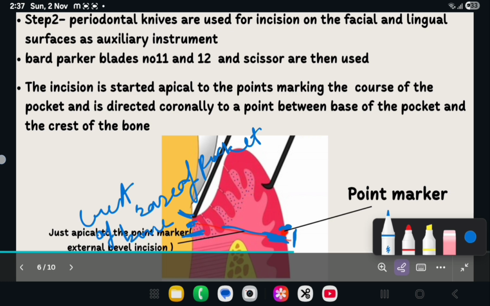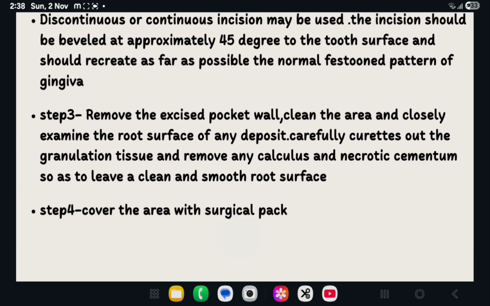Discontinuous or continuous incision may be used. The incision should be beveled at approximately 45 degrees to the tooth surface, and it should recreate as far as possible the normal festoon pattern of the gingiva.